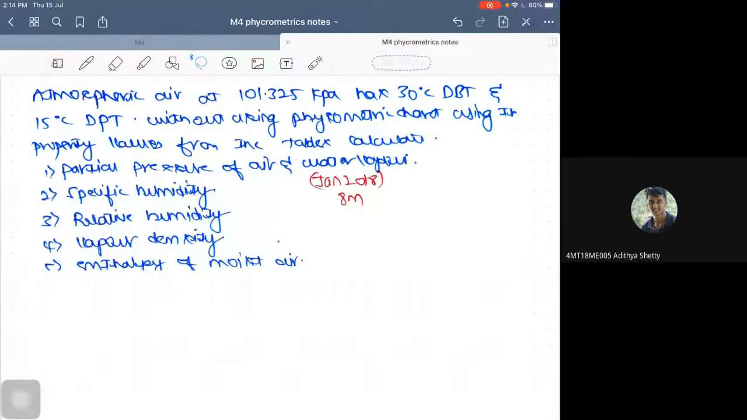So this is the second problem on psychrometrics. I hope all of you have the calculators as well as the psychrometric chart with you, and even the steam tables as well. Atmospheric air at 101.325 kPa has 30 degrees Celsius DBT and 15 degrees Celsius DPT. Without using a psychrometric chart, calculate the property values from the tables.